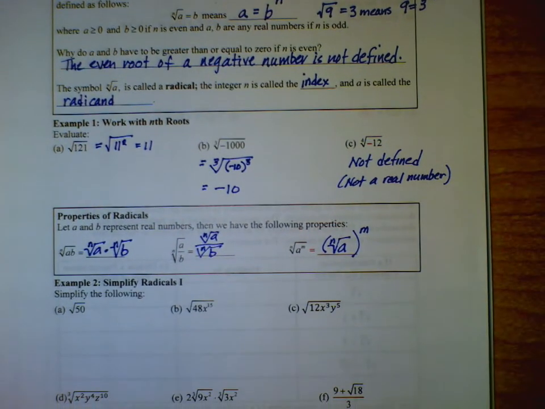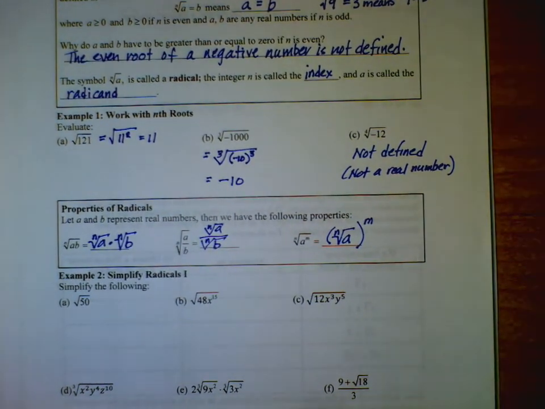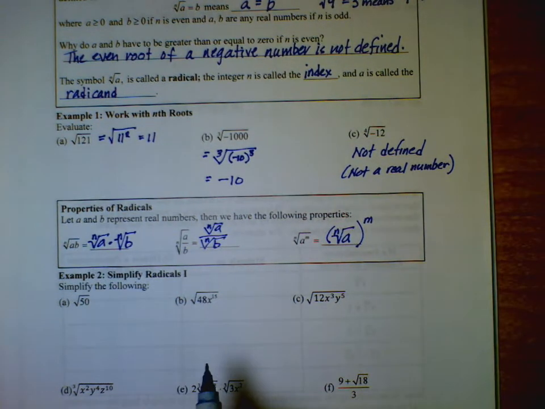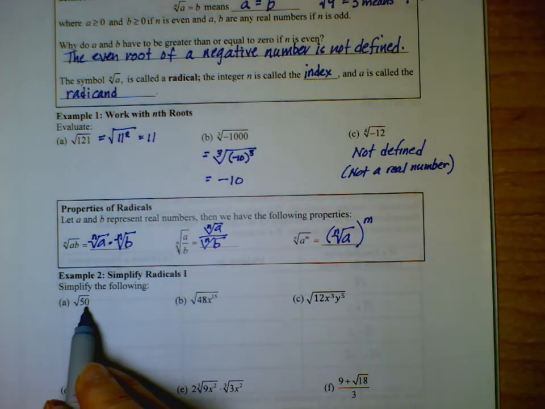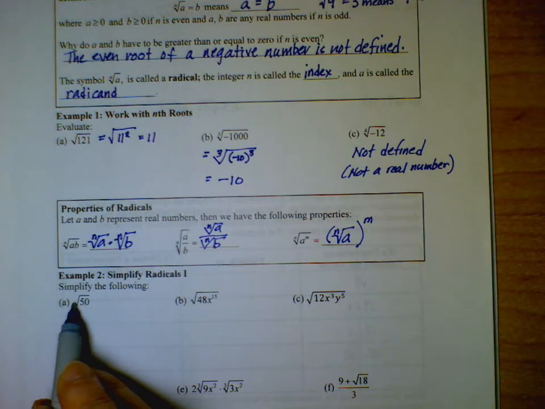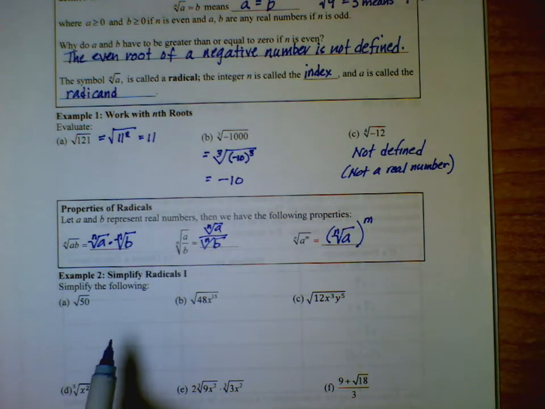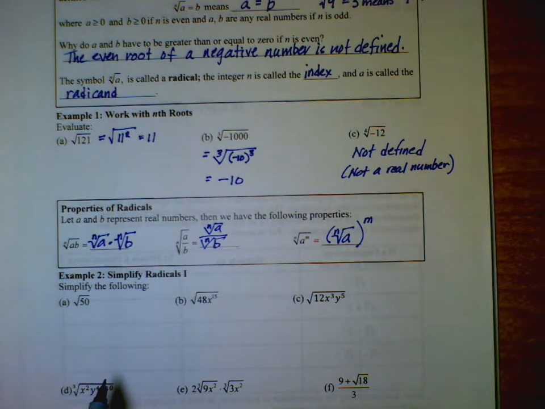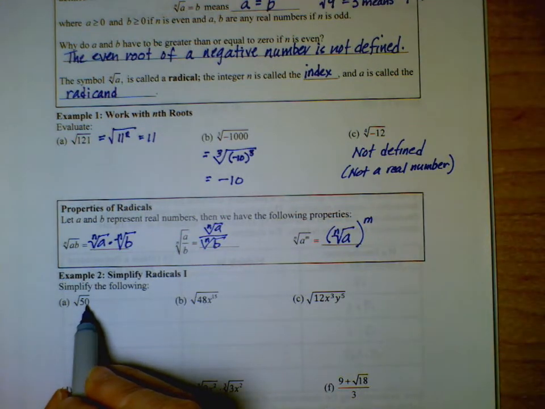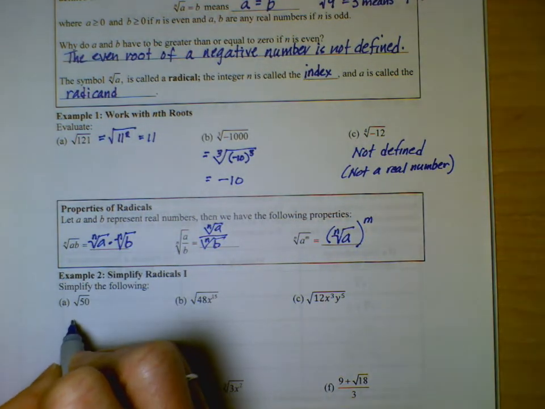So let's look at example 2 where we're simplifying radicals. All right, to simplify the radical, we factor out the greatest perfect power of that particular index and then simplify. This is a square root, so I want the largest perfect square factor of 50.